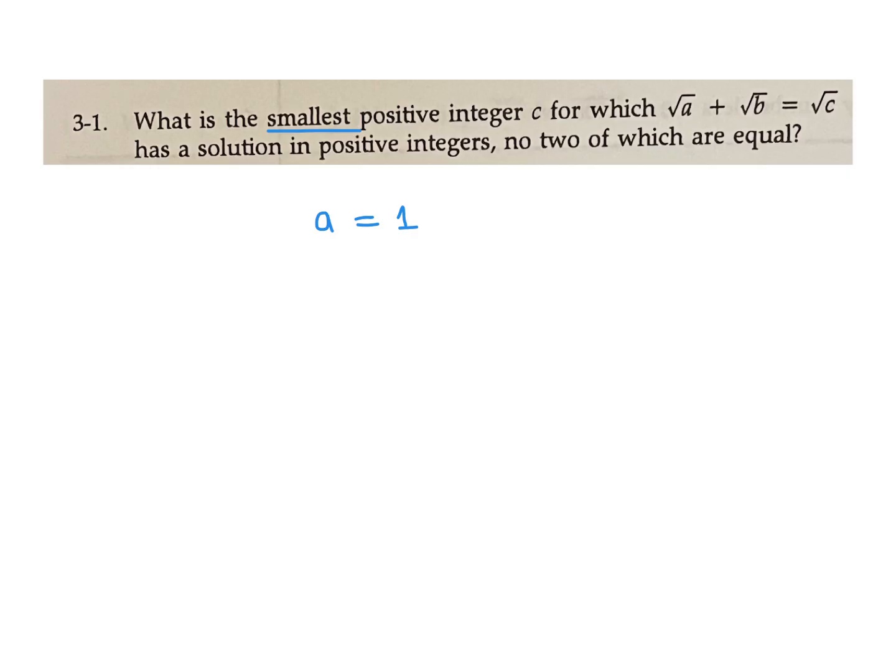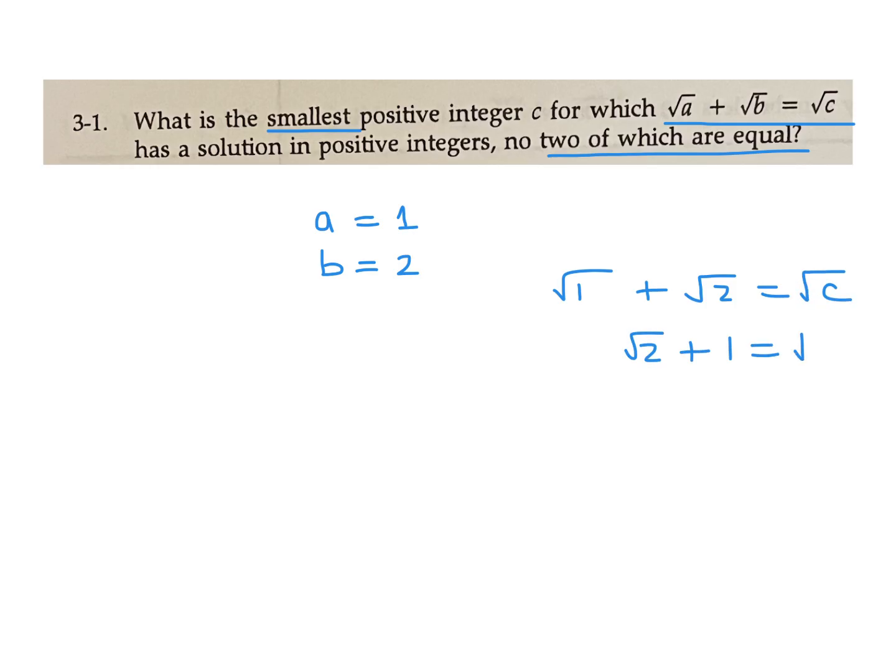And since they cannot be equal, I cannot choose 1 for b, so I'll choose 2 since that's the next smallest number. And let's see what happens. So if I plug that into this formula, I'll get root 1 plus root 2 is equal to root c, and that looks to me like root 2 plus 1 is root c. Okay, so what that makes me think is that these numbers that I choose for a and b have to be perfect squares. That's the only way that you're going to get c to be an integer.